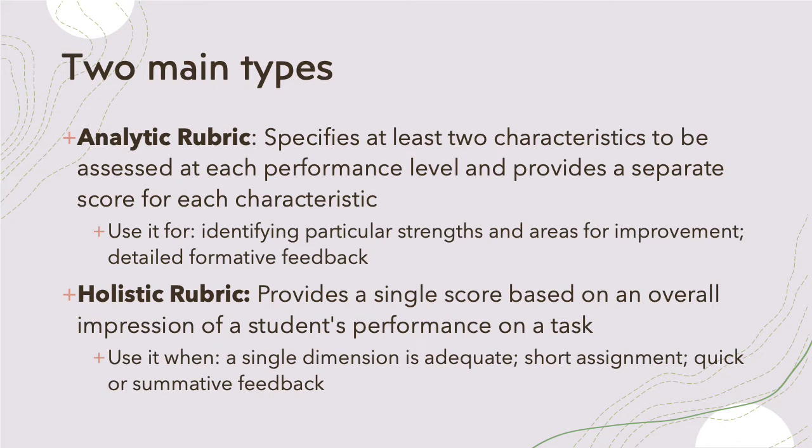A holistic rubric, on the other hand, provides a single score based on an overall impression of a student's performance on a task. You should use a holistic rubric when a single dimension is adequate. So perhaps you have a short assignment or you want to give quick or summative feedback. I'd like to show you an example of both an analytic and a holistic rubric used for the same task.